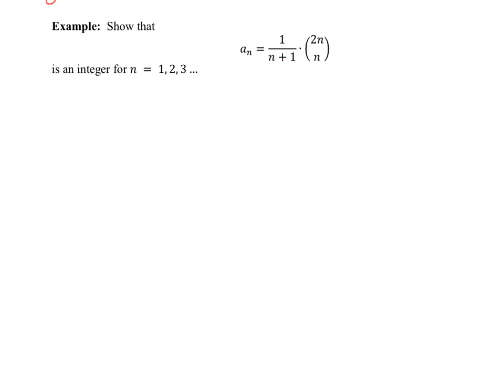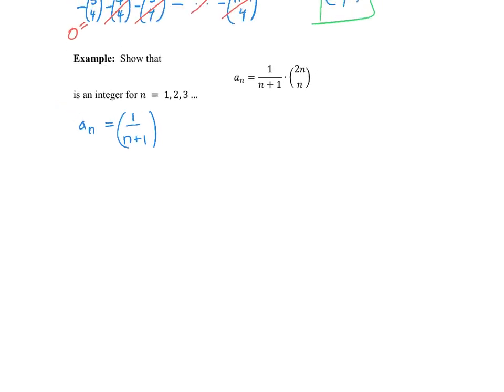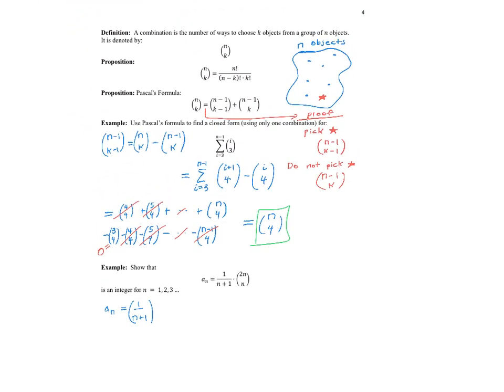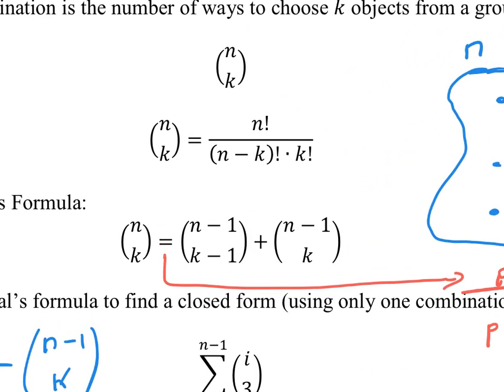So why should that be an integer? It's not so clear. We're going to play around with the formula for how to calculate a combination to help us out with this particular example. So a sub n is equal to 1 divided by n plus 1. Now above on our page we gave a formula for how to calculate combinations. We haven't quite played around with this one yet.